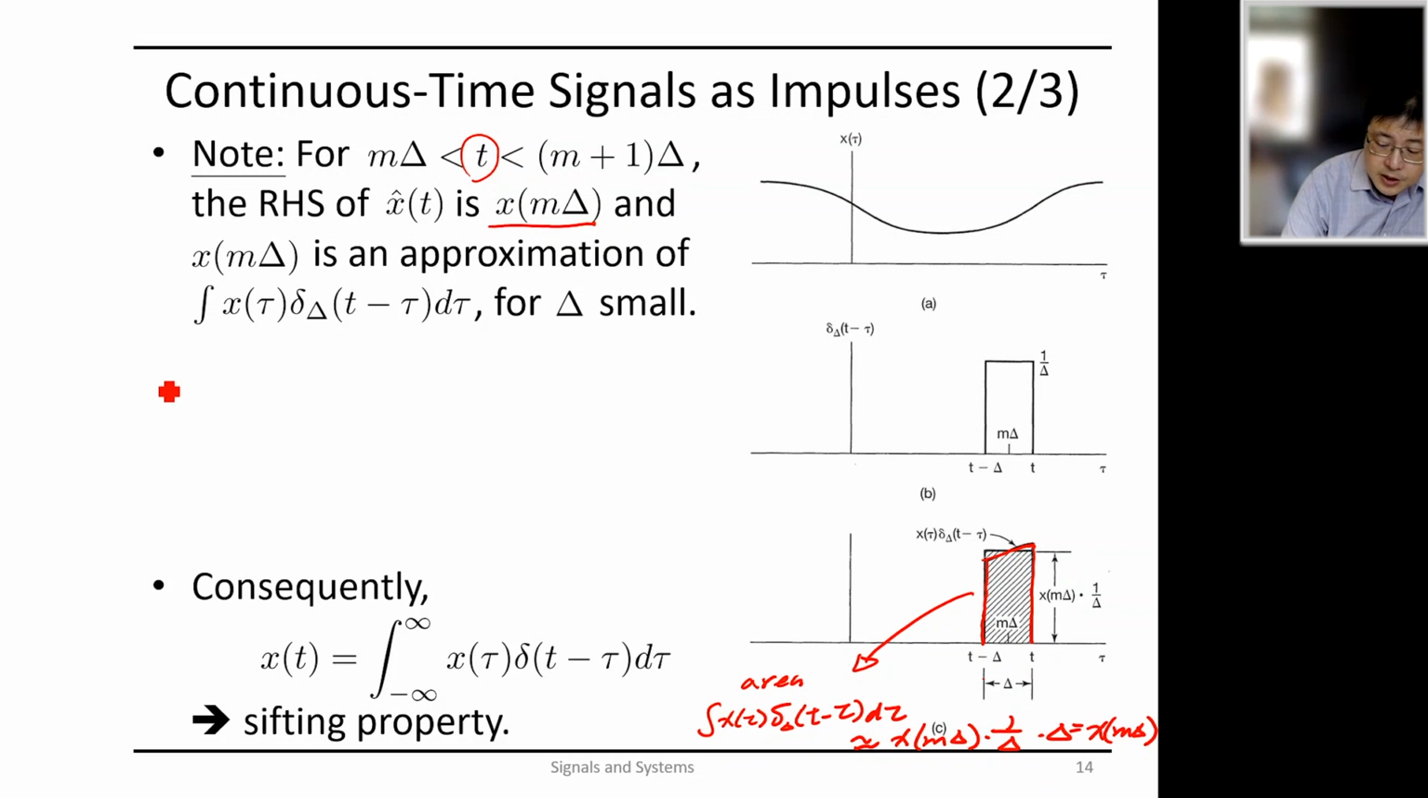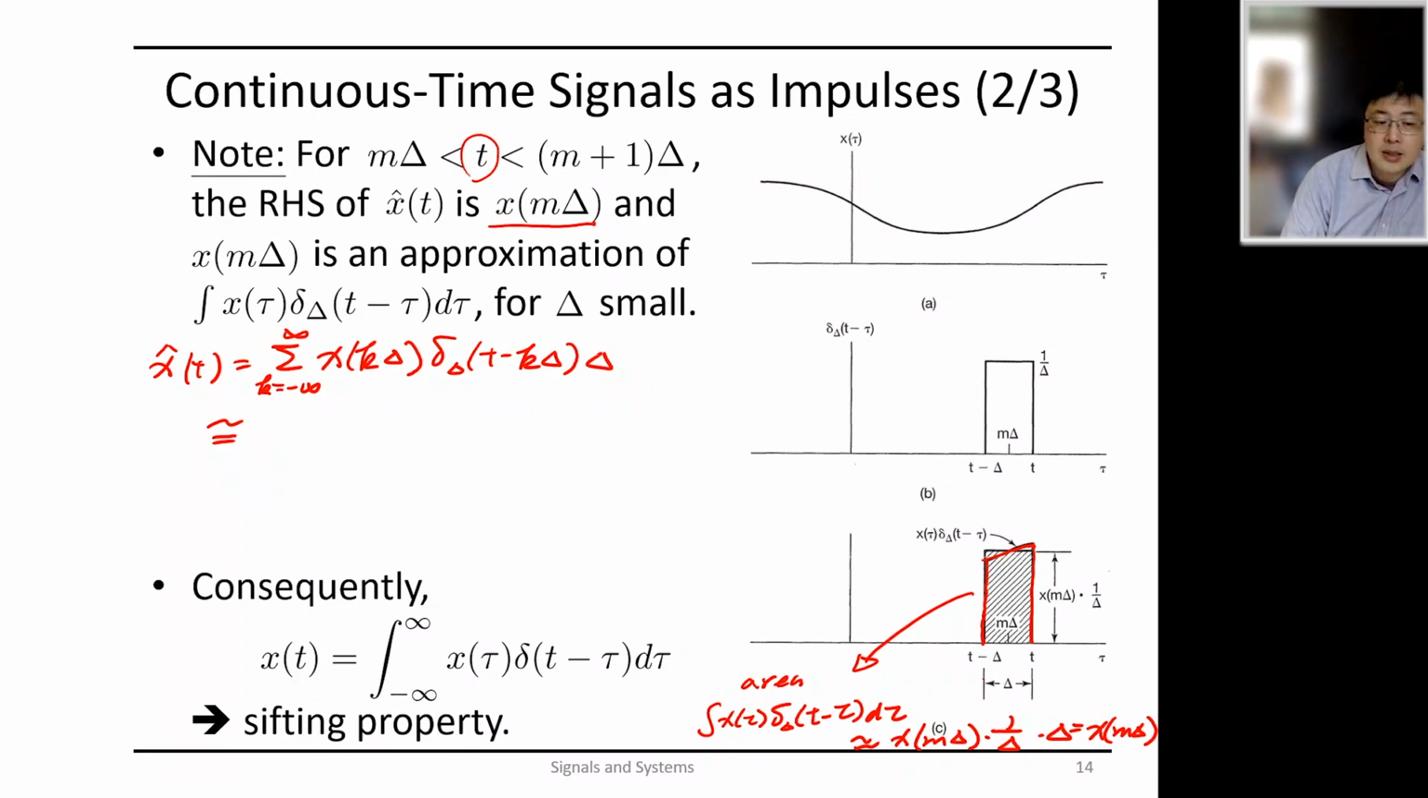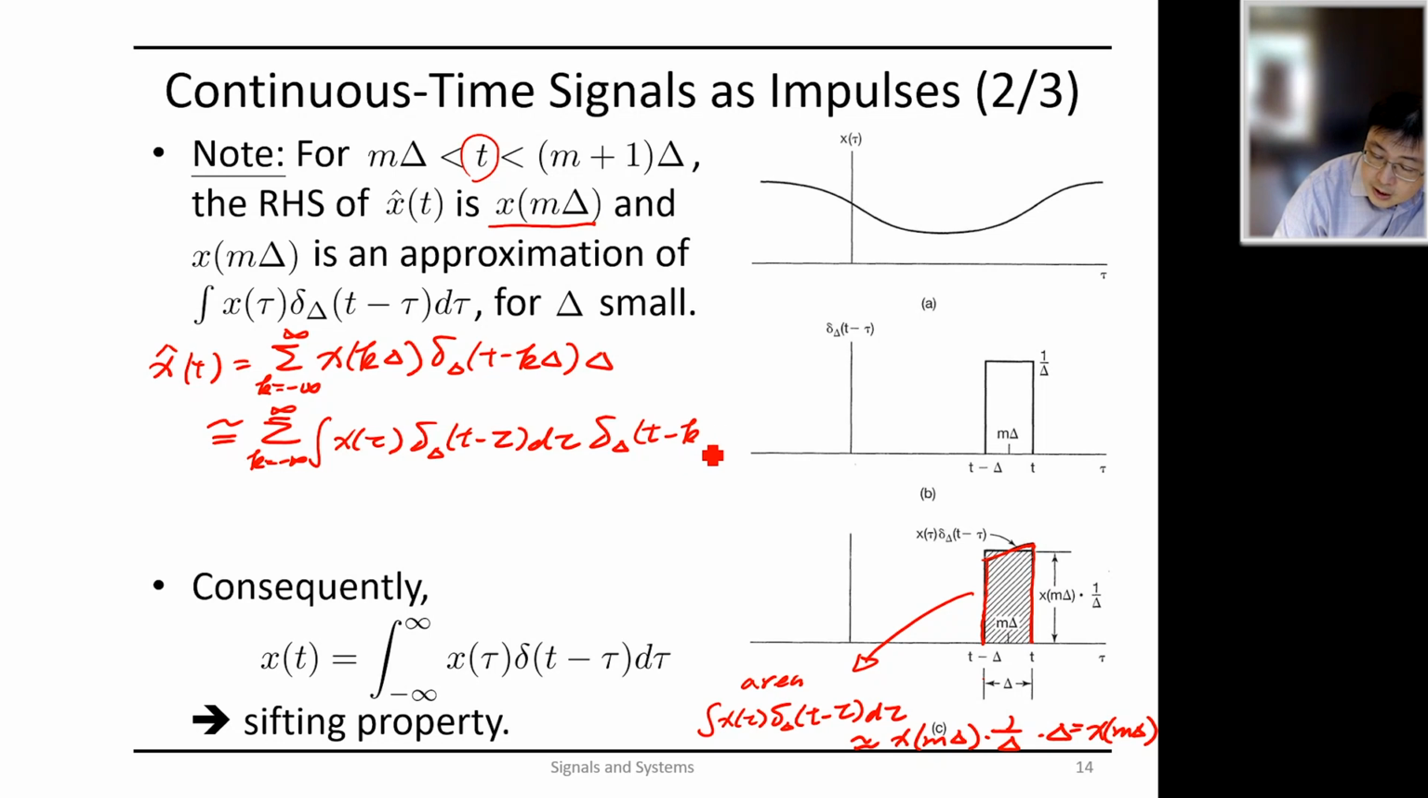So by this observation, this x hat of t, which is the summation of x of k delta times capital delta t minus k capital delta, right, k from minus infinity to infinity, we can approximate this by the summation of the integral of x of tau delta t minus tau d tau, times delta t minus k delta capital delta.